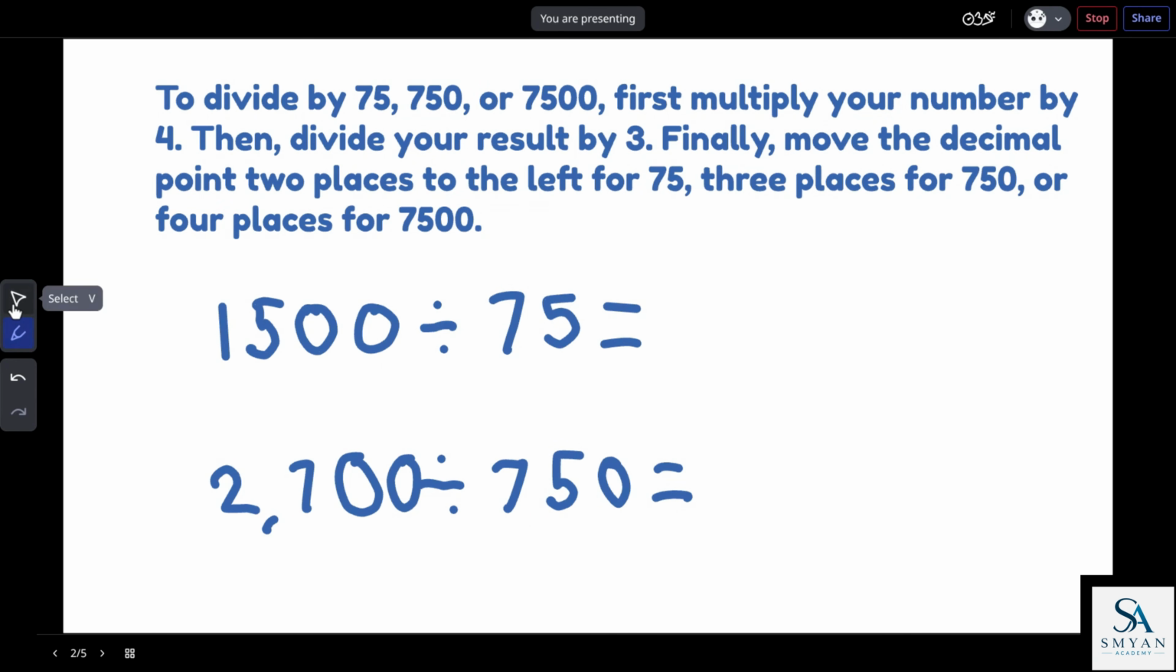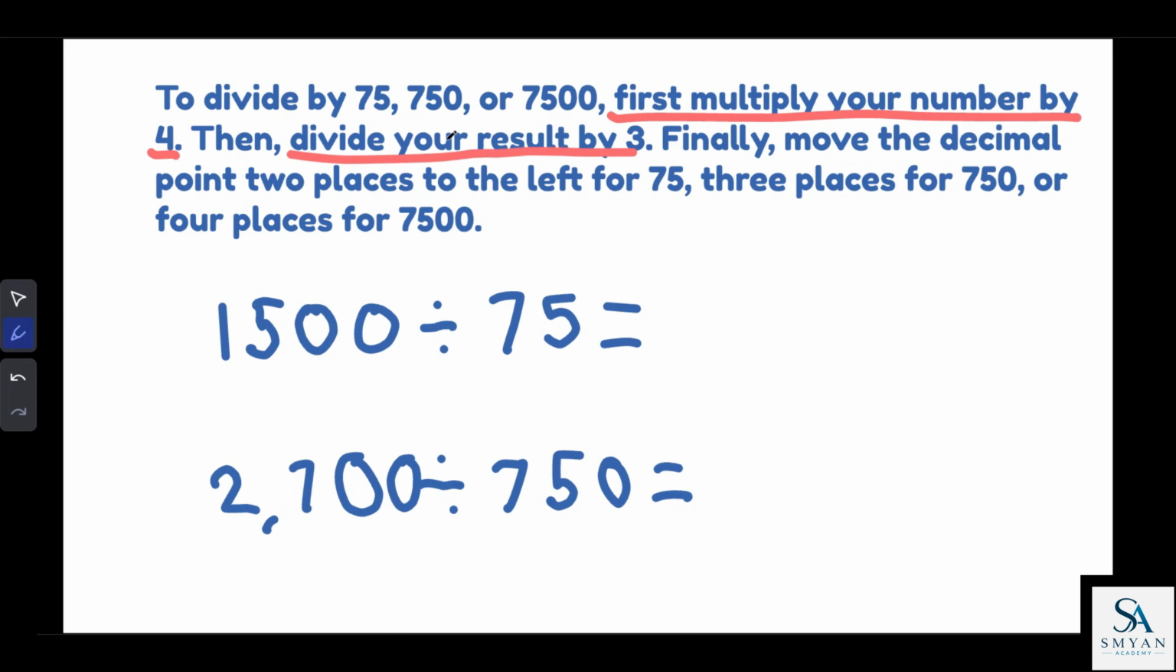Okay, so to divide by 75, 750, or 7,500, I'm going to underline this because this is the first step. First, multiply your number by 4. Then divide your result by 3. That's the second step, like I mentioned before. You first multiply whatever number you're dividing by 4, then you divide the result by 3. Finally, move the decimal point 2 places to the left for 75, 3 places for 750, or 4 places for 7,500. This goes on and on and on.